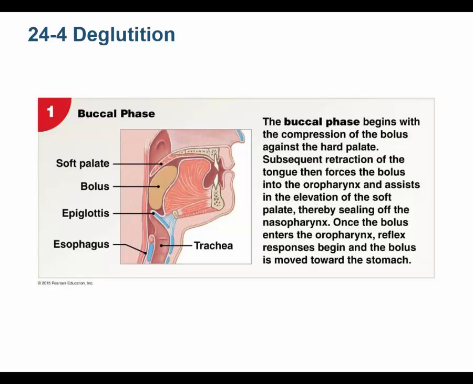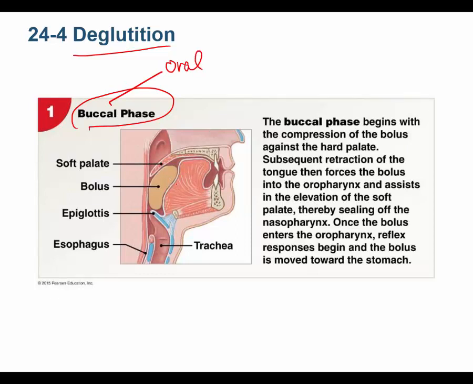Deglutition is swallowing. This is the word for swallowing. And there's, I think, probably 4 or 5 phases in swallowing, depending how your book divides it up. So first of all, we talk about the buccal phase. The buccal phase is the phase when the food is in your mouth. Your buccal cavity is your mouth. That's another name for oral cavity.